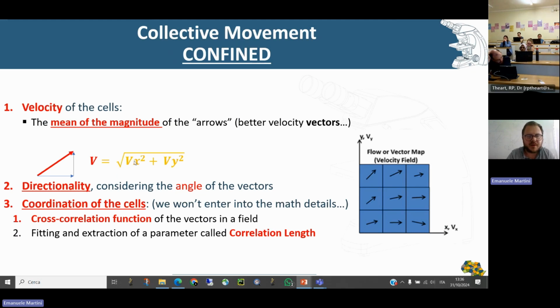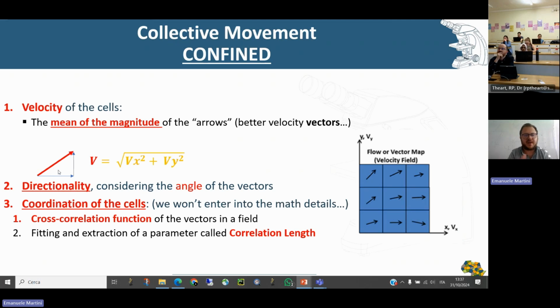So the square root of the x component to the power of 2 plus the y component to the power of 2. Then of course, and these are very important basic parameters, it tells you if they go faster or slower. The longer the arrow, the faster the cells are moving. Then you can of course extract some directionality the same way. This you can calculate the angle.